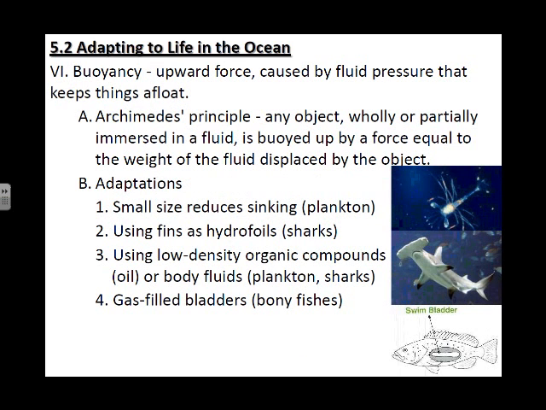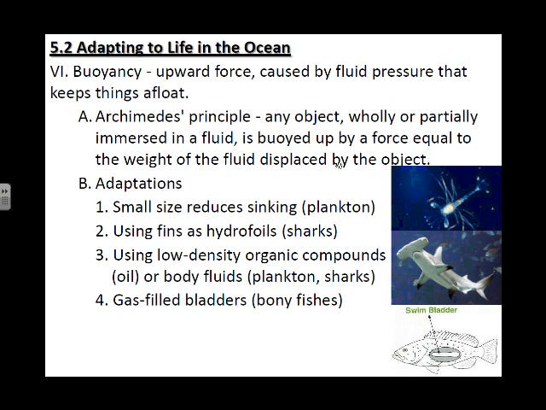We're now going to talk about buoyancy, and this is, I believe, the last adaptation. And buoyancy is a big thing in the ocean because you need to find a way to not sink to the bottom of the ocean. So buoyancy is the upward force caused by fluid pressure that keeps things afloat. It's all based on Archimedes' principle, which says that any object wholly or partially immersed in a fluid is buoyed up by a force equal to the weight of the fluid displaced.